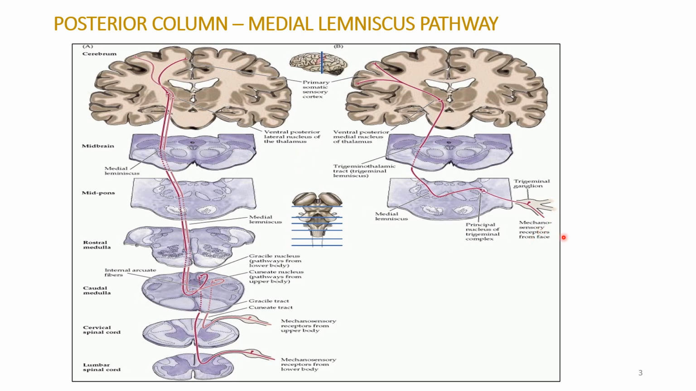So when it comes to the face, from the mechanosensory receptors from the face, the trigeminal nerve through the trigeminal ganglion and up to the principal nucleus of the trigeminal complex, it forms the first order neuron and the second order neuron will arise, and it will cross and it will ascend through trigeminothalamic tract or trigeminal lemniscus and it will relay in the VPM nucleus of the thalamus, that is ventro-posteromedial nucleus of the thalamus. Then third order neuron will arise and it will end in the primary somatic sensory cortex.